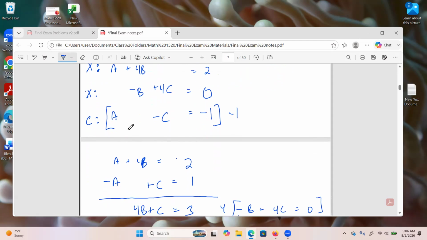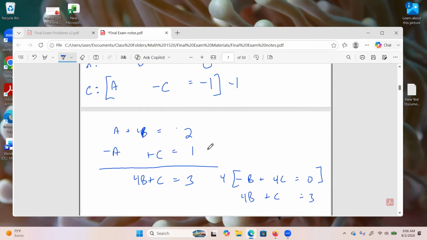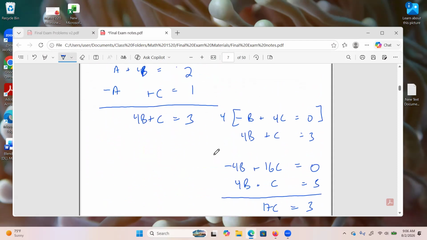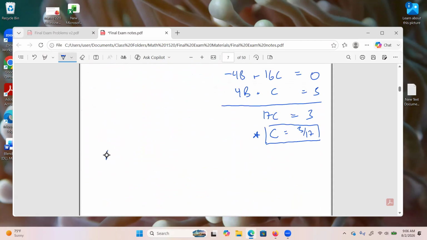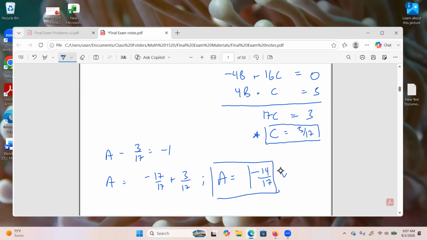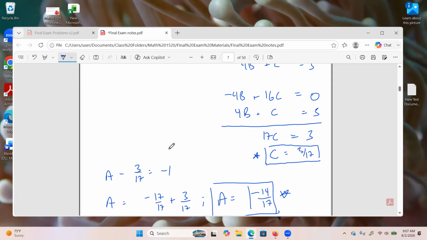So we're going to say A minus C is equal to -1. That was my original equation. So we have A minus 3/17 is equal to -1. So we have A is equal to -17/17, that's a fancy way to write 1, plus 3/17. A is equal to -14/17. And that's another little piece that we want to keep around here.